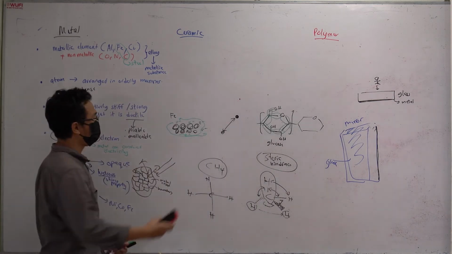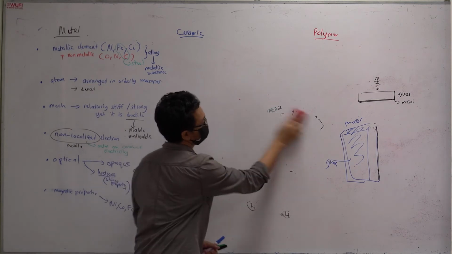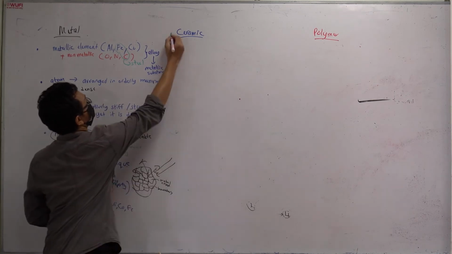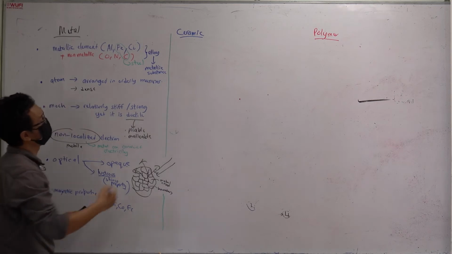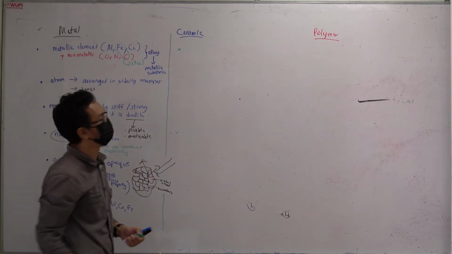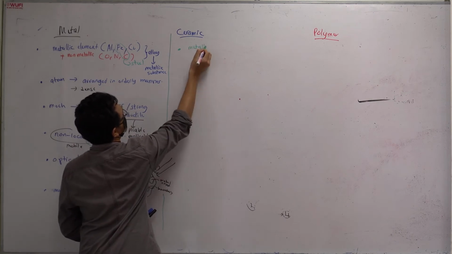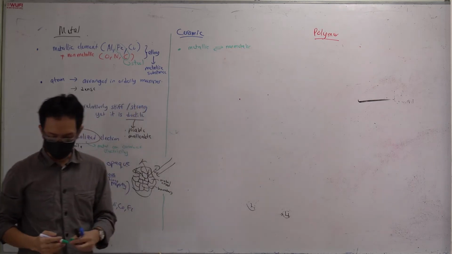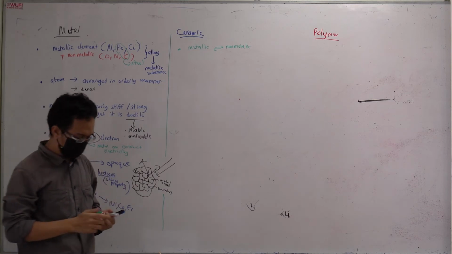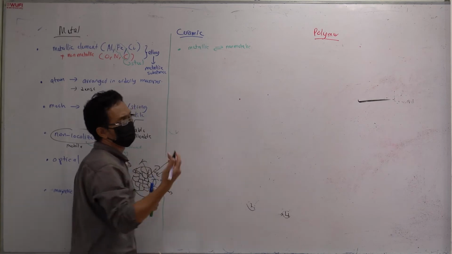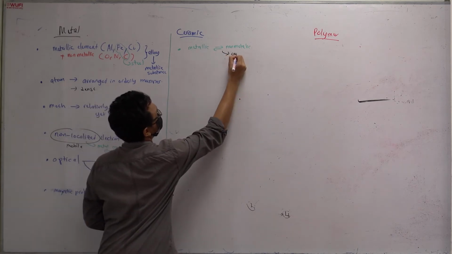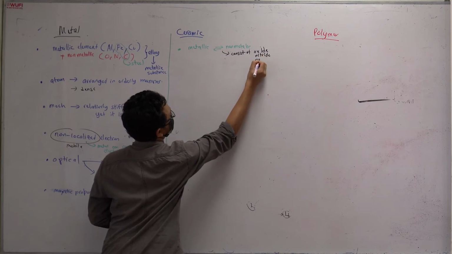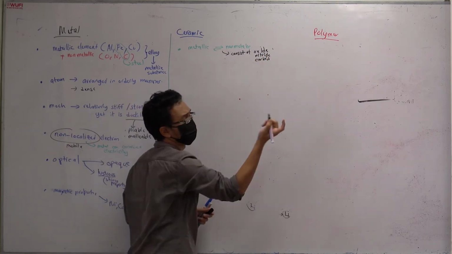And then we learn about ceramic. Ceramic, by definition, is something between metallic and non-metallic. So I put it here like this. Ceramic is basically a compound between metallic and non-metallic, and it frequently consists of oxide, nitride, and carbide.